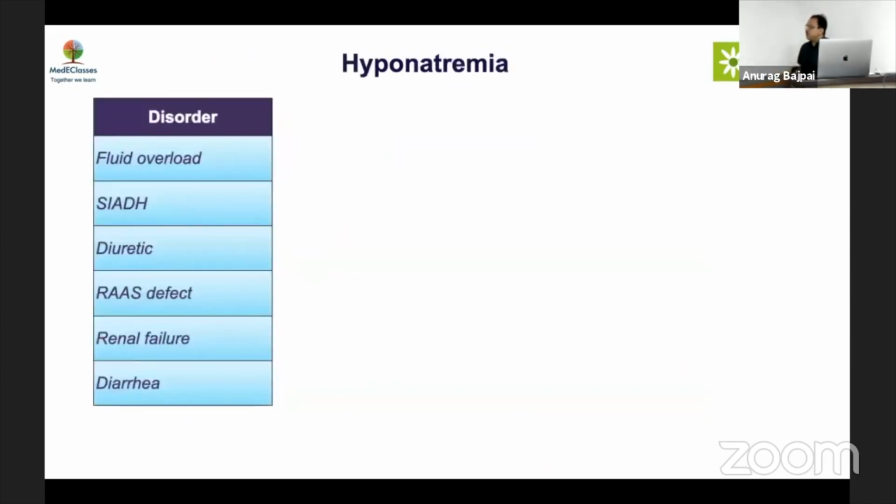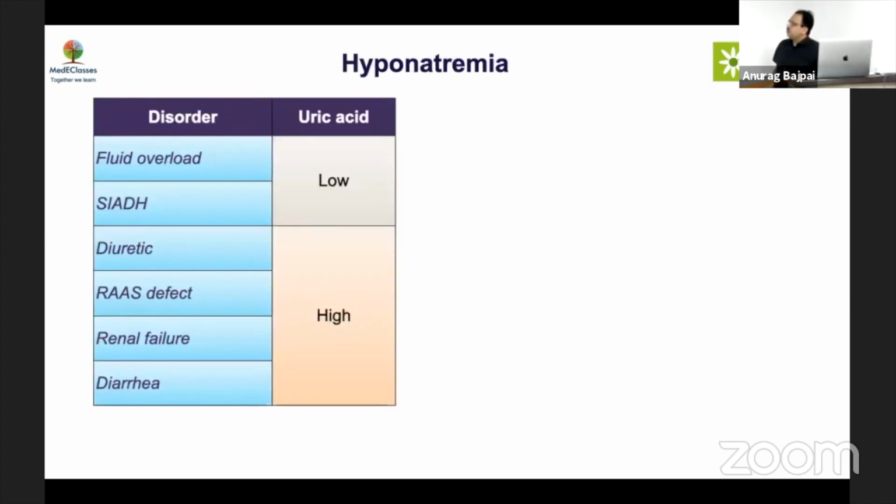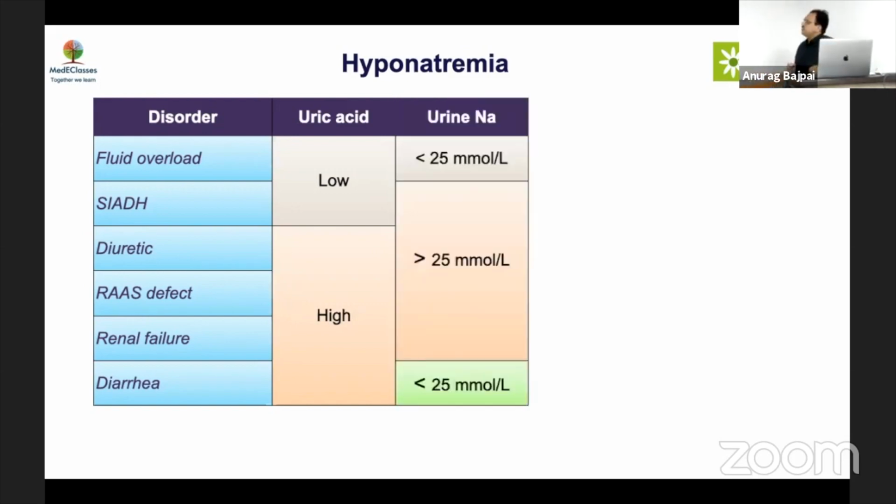So now in hyponatremia, the most important thing to look at is uric acid, because uric acid is a marker of volume. The higher the volume, the lower the uric acid; lower the volume, higher the uric acid. So if you have got fluid overload or SIADH, your uric acid will be low. This is a good pointer to look at, because uric acid excretion depends upon the volume. Higher volume, higher excretion, lower volume, lower. So volume is inversely proportional to uric acid. This is a simple way to understand.